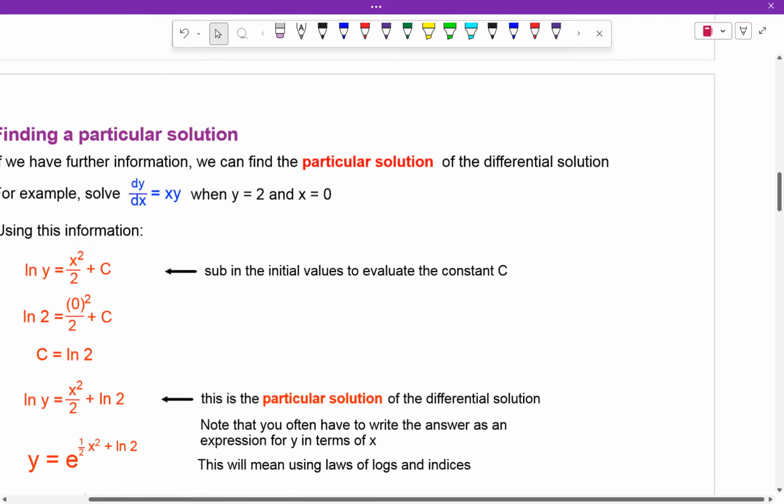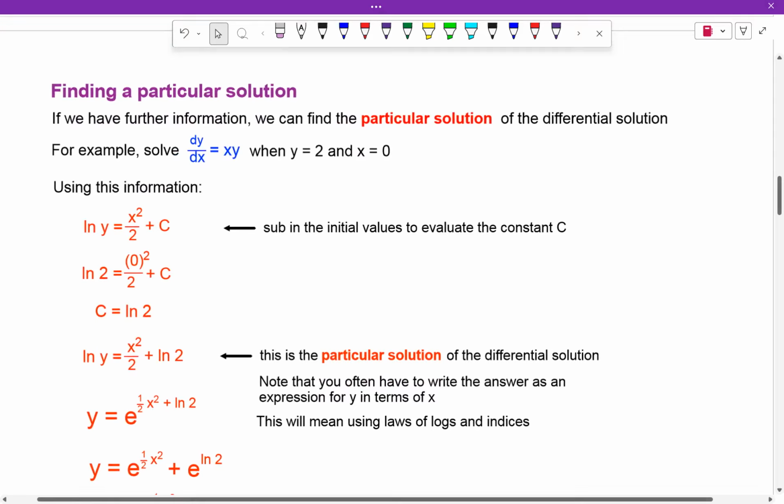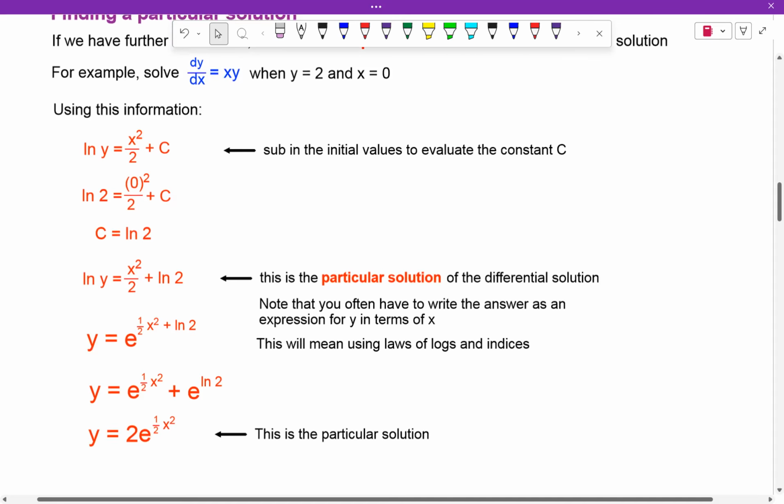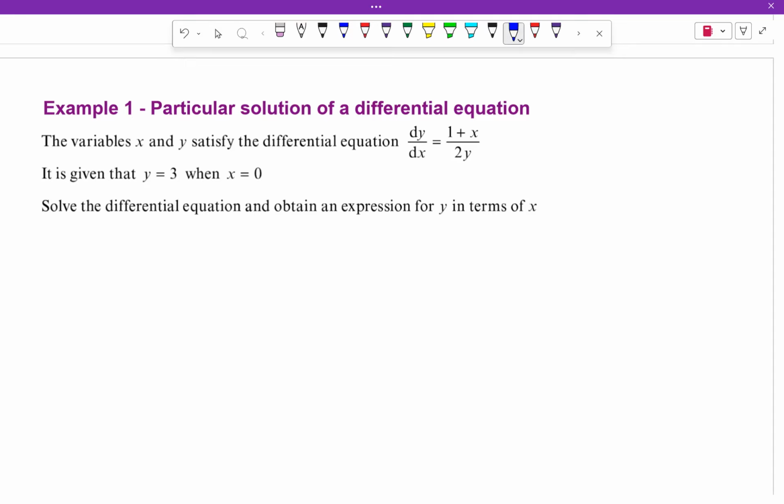Regarding this one, sometimes we also need to find out what the value of c is, or we call it the particular solution. That is, when y equals to 2, x equals to 0, what c will come out, and so on. Alright, let's try and solve some examples. We have dy dx equals to 1 plus x over 2y, so we have to solve the differential equation and obtain an expression for y in terms of x when it's given y equals to 3 and x equals to 0. Alright, so let's do it together.